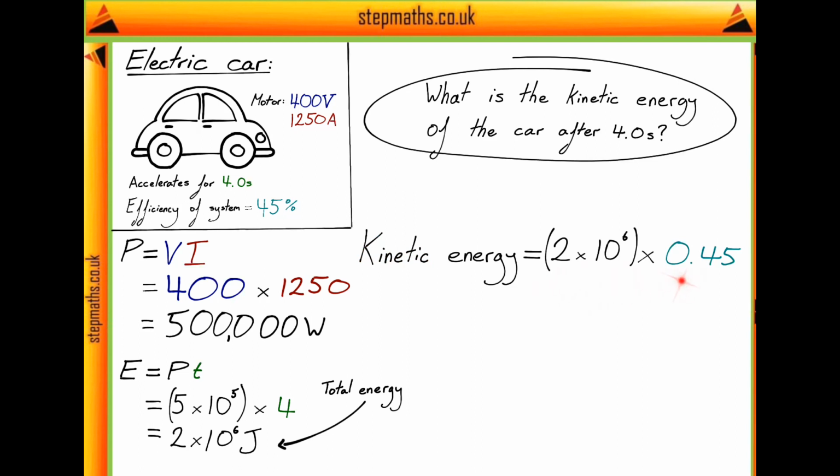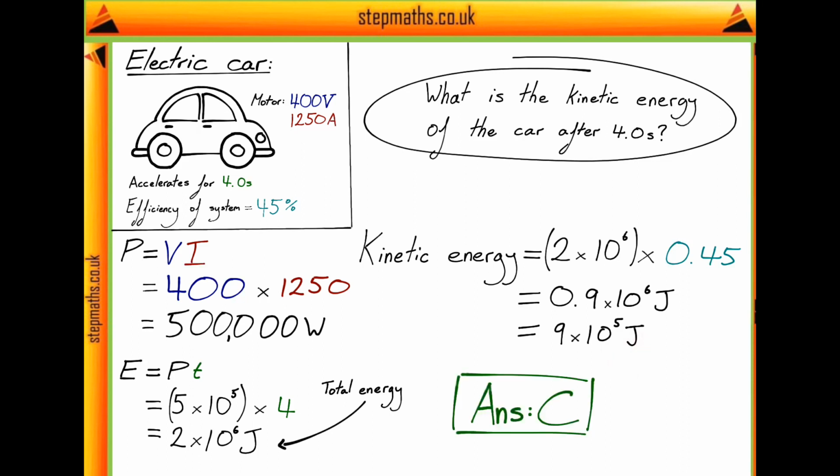So, here we are, and then with some small calculations, we find out that this is 0.9 times 10 to the 6 joules, which we can change into standard form as 9 times 10 to the 5 joules. This corresponds to answer C.